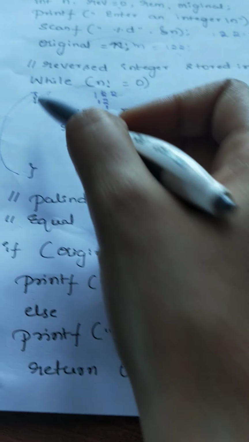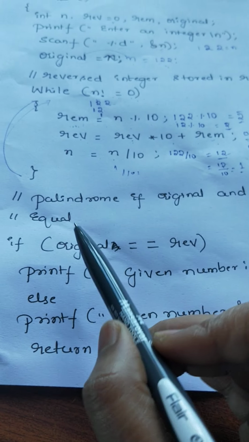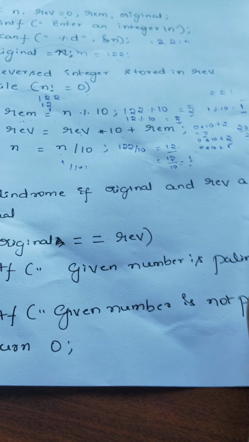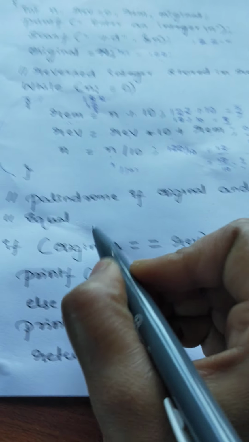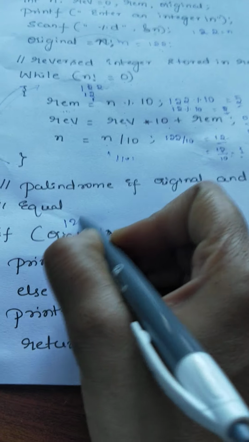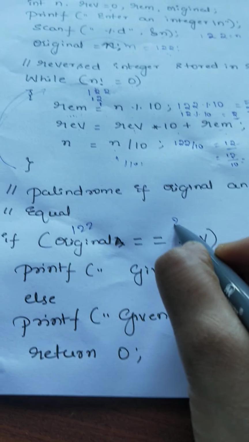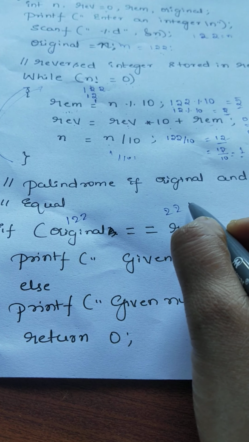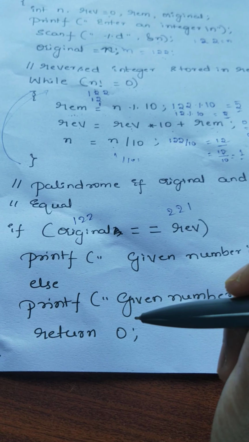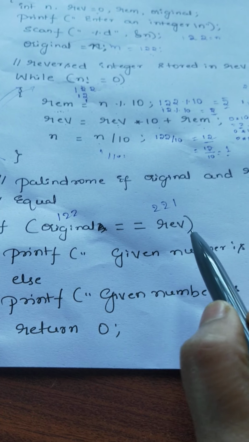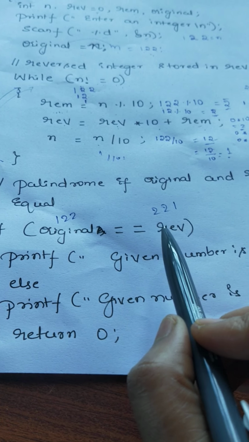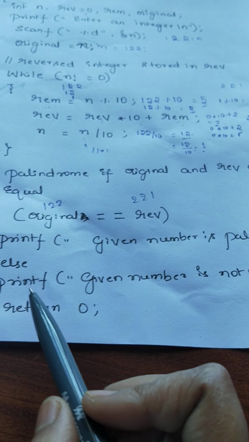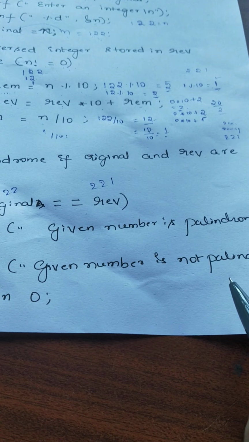That's why it will exit from the loop, and if original is equal to reverse, what is stored in the reverse? It is stored 221. So the original value is 122, but the reverse value we got is 221. So is original equal to reverse? No, 122 is not equal to 221. So that's why it will print that the given number is not palindrome.